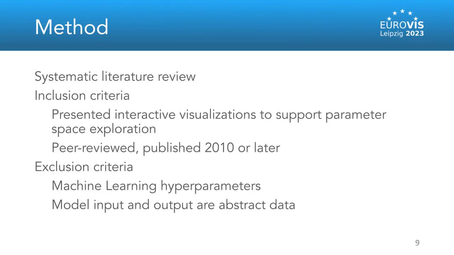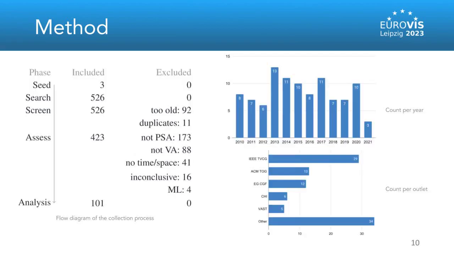To answer our research question we conducted a systematic literature review. The most important inclusion criteria were that the paper had to present interactive visualizations supporting at least one parameter space analysis task. It had to be peer-reviewed and published in 2010 or later. We excluded papers that described models where input and output were abstract data and papers considering hyperparameters for machine learning models. Here are a few graphs about our process.